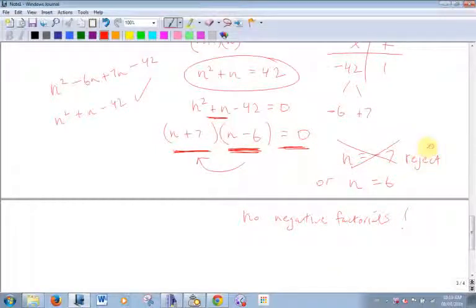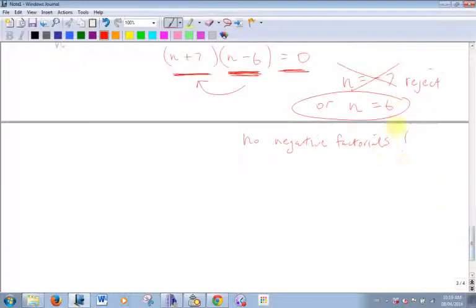Remember rejecting stuff, Shelley, in Math 11? Huh? Rejecting things in Math 11? No, like your test marks. Yeah, okay, so that's your only answer. No negative factorial.